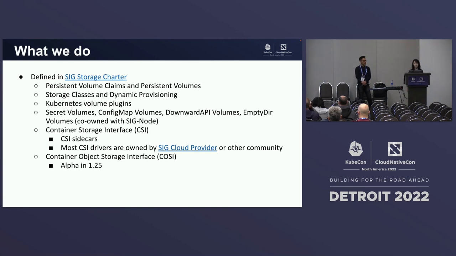And we also have the Container Storage Interface, CSI, that allows storage vendors to write a plugin and have it work in Kubernetes and other container orchestration systems. CSI is for block and file storage. We also have Cozy, the Container Object Storage Interface, an alpha feature introduced in 1.25 that provides object storage support in Kubernetes.